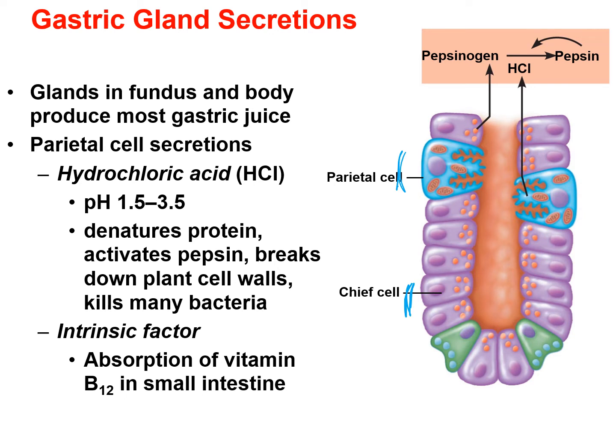Hydrochloric acid is a strong acid with a pH of about 1.5 to 3.5, and it is going to be able to denature or unwind proteins, break down cell walls of plants, kill bacteria, and then importantly, it is going to activate a substance called pepsin. These cells are also going to be responsible for producing intrinsic factor, which is going to be necessary to absorb vitamin B12 in your small intestine.